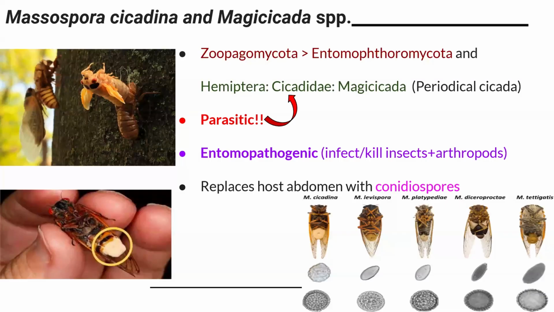So a little bit more about Massospora. It infects this one type of periodical cicadas that are actually blooming this summer. They come once every 17 or 13 years.